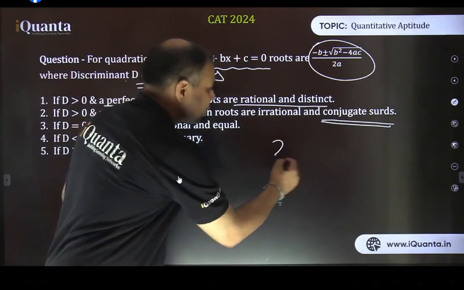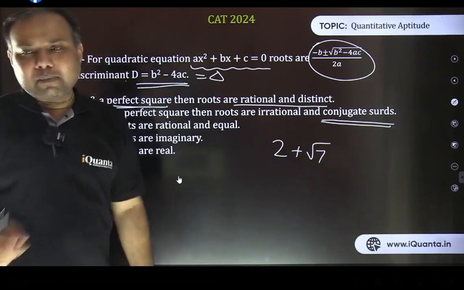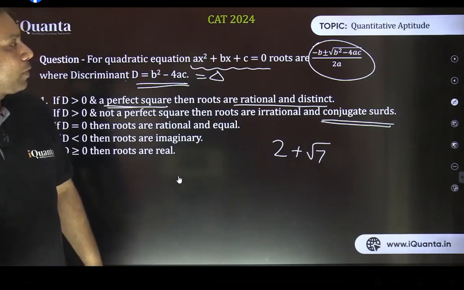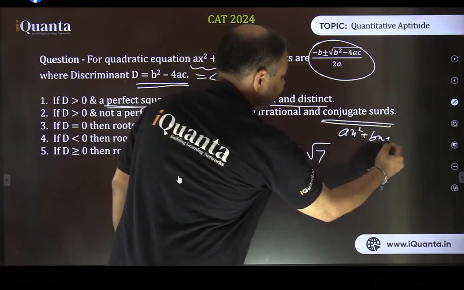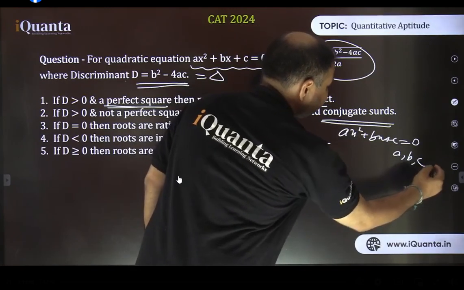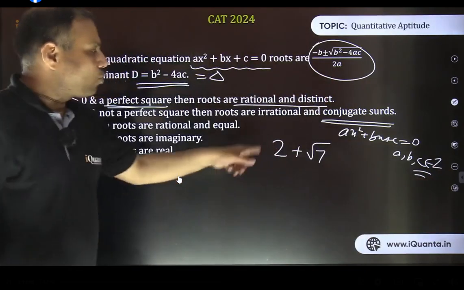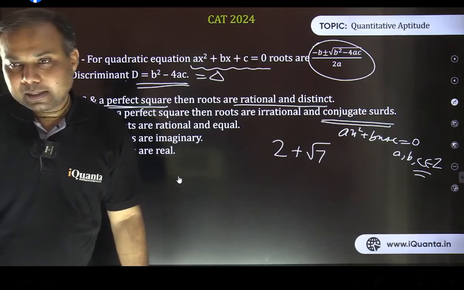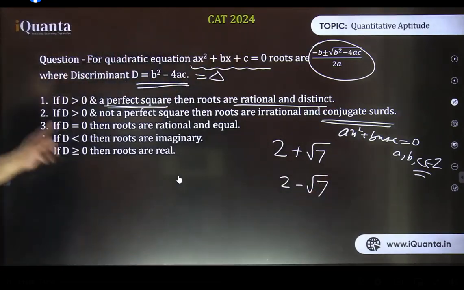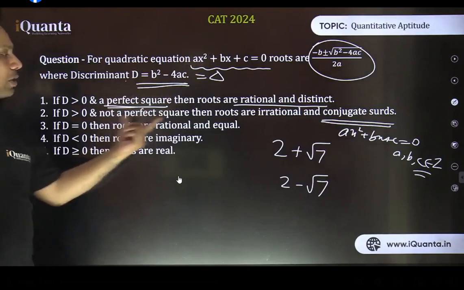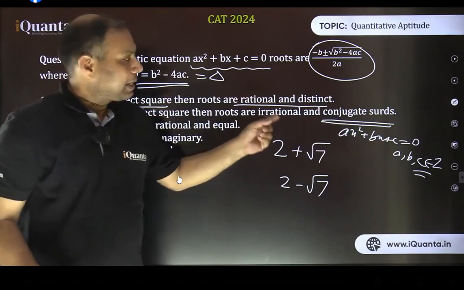That means if one root is 2 plus root 7, for example, can you tell me what will be the other root of this quadratic polynomial whose coefficients are all integers? ax square plus bx plus c equals 0, where a, b, c are all integers. So if one root is 2 plus root 7, then the other root will be its conjugate pair. Yes, 2 minus root 7. So that is the meaning of the second property here: D is greater than 0 but not a perfect square, and in that case roots are going to be irrational and conjugate surds.